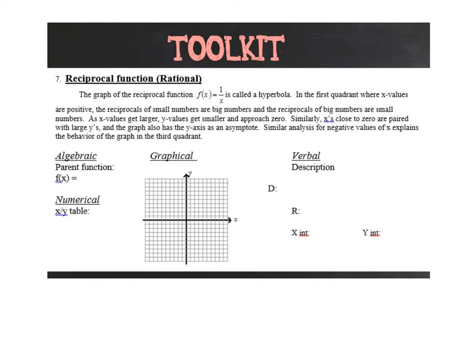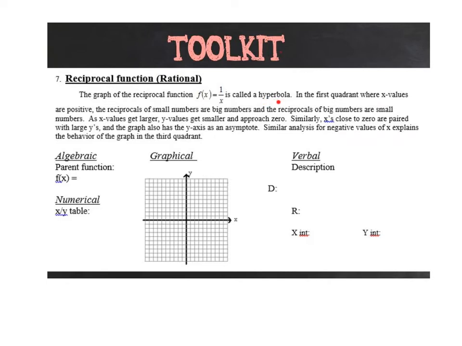This is the reciprocal function. This is a little trickier. This is what your reciprocal function looks like. It's a rational. The x is always in the denominator. This is your parent graph. It's as basic as I can make it. But the reciprocal function is actually going to graph like a hyperbola.